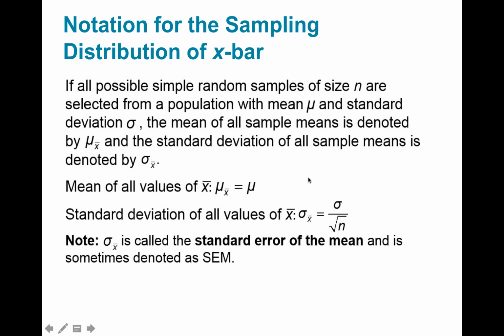Some notation: we'll use the subscript x bar to indicate when we're talking about the sample means. It's not important when we're talking about mu because they're the same, but when we're talking about the standard deviation, it is important. So sigma sub x bar is different than sigma, right? We also call sigma sub x bar, the standard deviation of the sample means, the standard error of the mean.